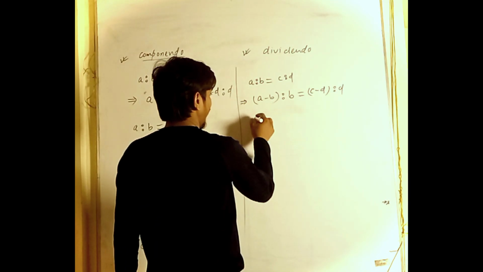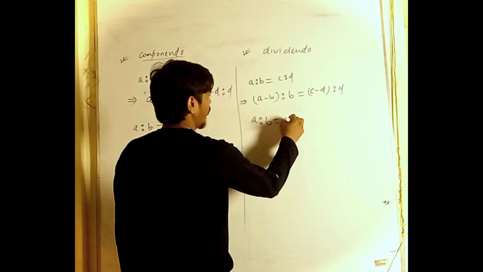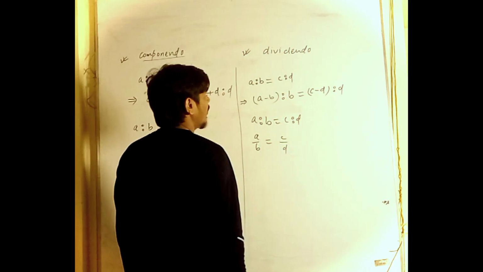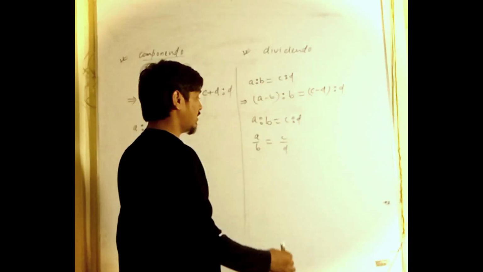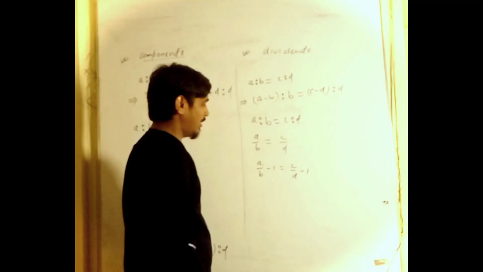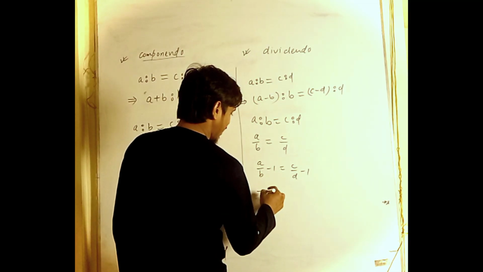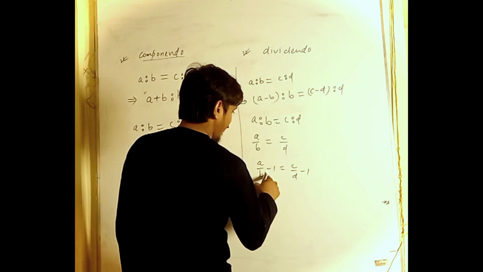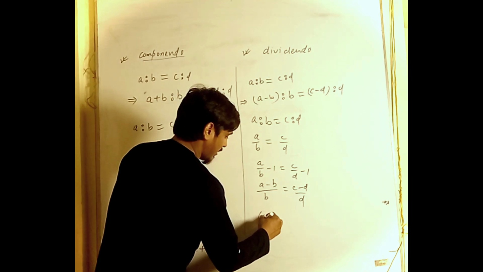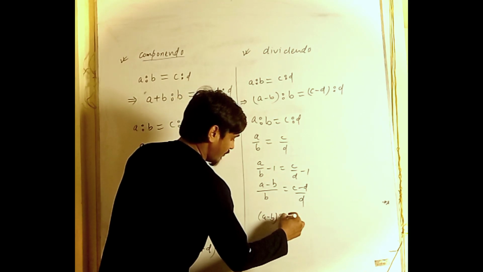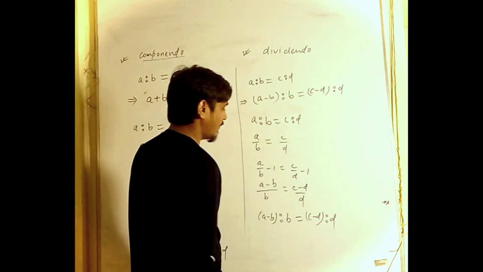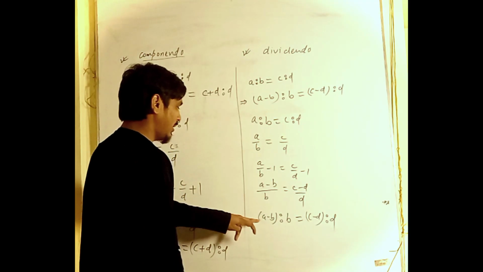So let's see, we have A ratio B is equal to C ratio D, so we can write this in the form of fraction as A over B is equal to C over D. Now dividendo means we have to just subtract 1 on either side. If we subtract 1 on either side, then upon simplification we get the denominator B, and this is A, and B times 1 is B, and this is C minus D over D. So we can again write this back as A minus B ratio B is equal to C minus D ratio D. So this is the dividendo.